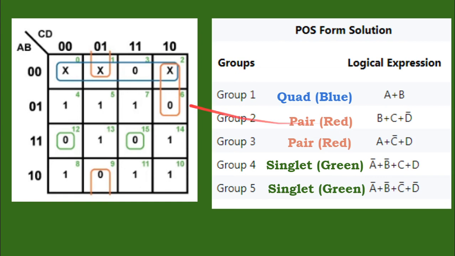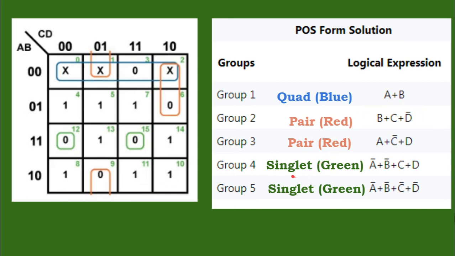Then coming to the next pair, which is this pair which is rolled. This pair covers the area 0 1, which is C D bar. After that in this area here this B is available in its original form, and A gets cancelled because A is both 0 and 1. So here only B is available. That means the equation for this pair is B plus C plus D bar. B plus C plus D bar. This pair is also over.